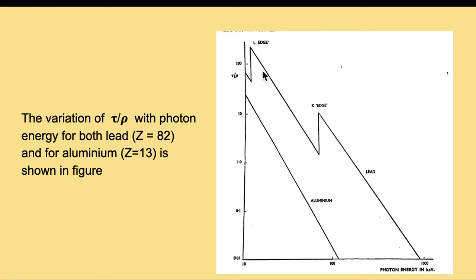We have mentioned that as energy increases, tau by rho is decreasing. But when that energy is equal to the binding energy of an electron in the K shell, the photon can eject it. So there you can see a sudden absorption, that means a sudden increase in the absorption coefficient. And as we know, the binding energy of K is larger than L. So here you can see L, and for some materials you can even see the higher orders M and so on.